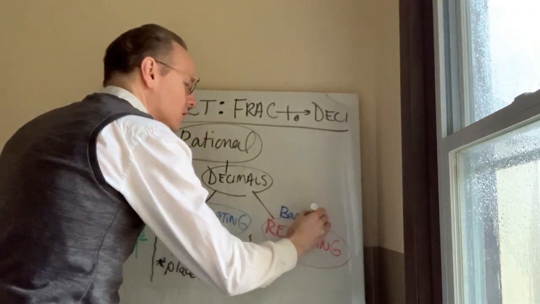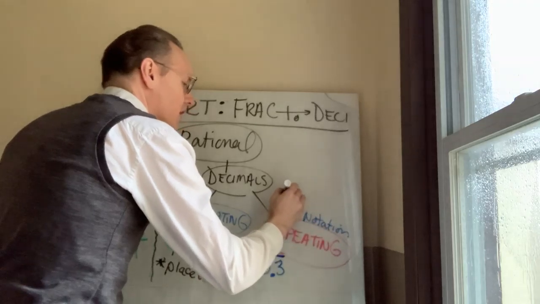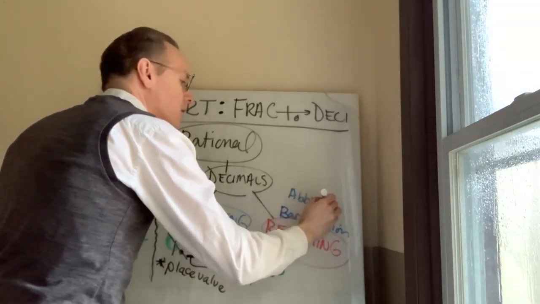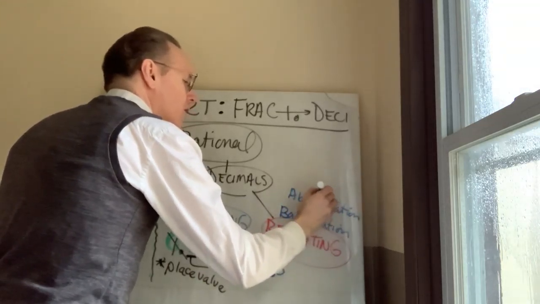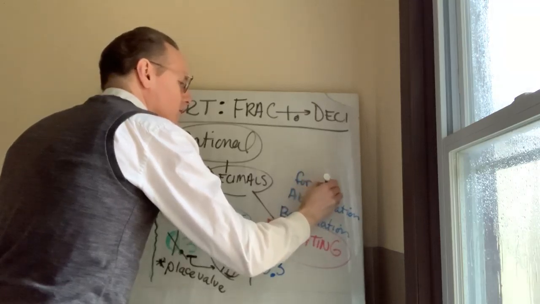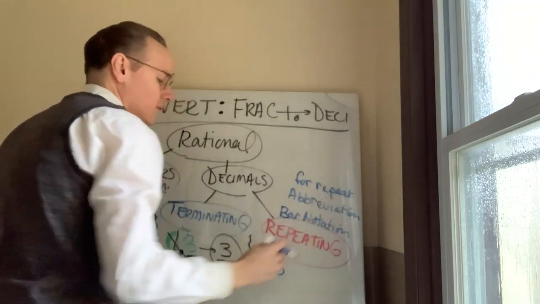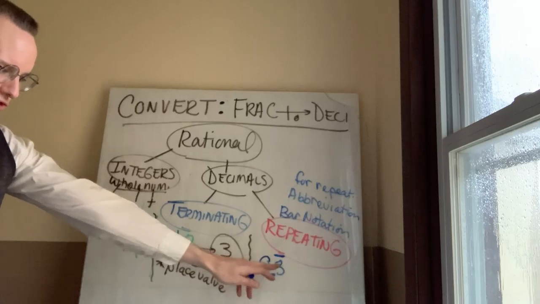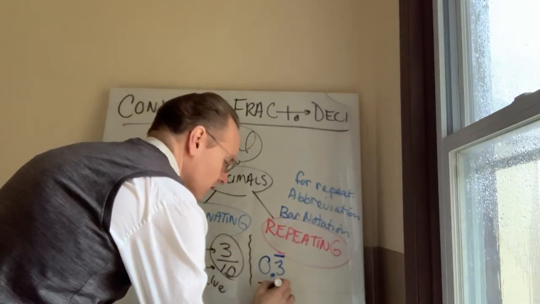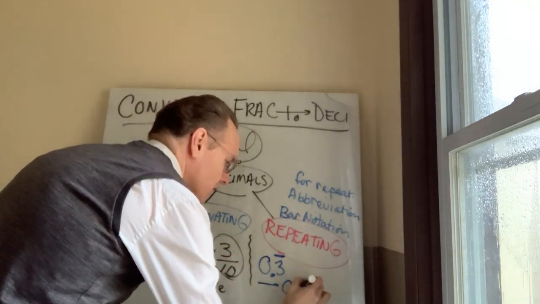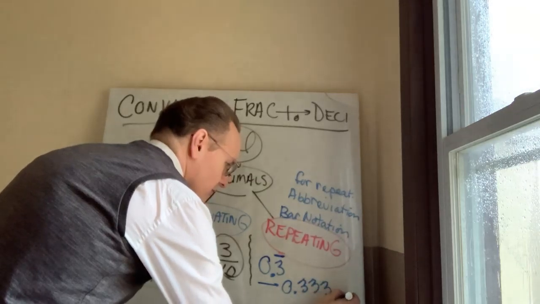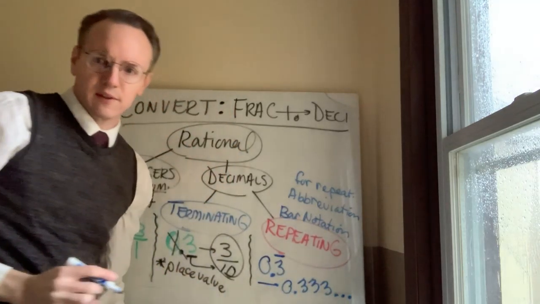Bar notation is essentially an abbreviation for repeaters. So if you see a bar sitting over just the number 3, that means this is really 0.333 forever and ever and ever. I'll use these ellipses as well to indicate that.